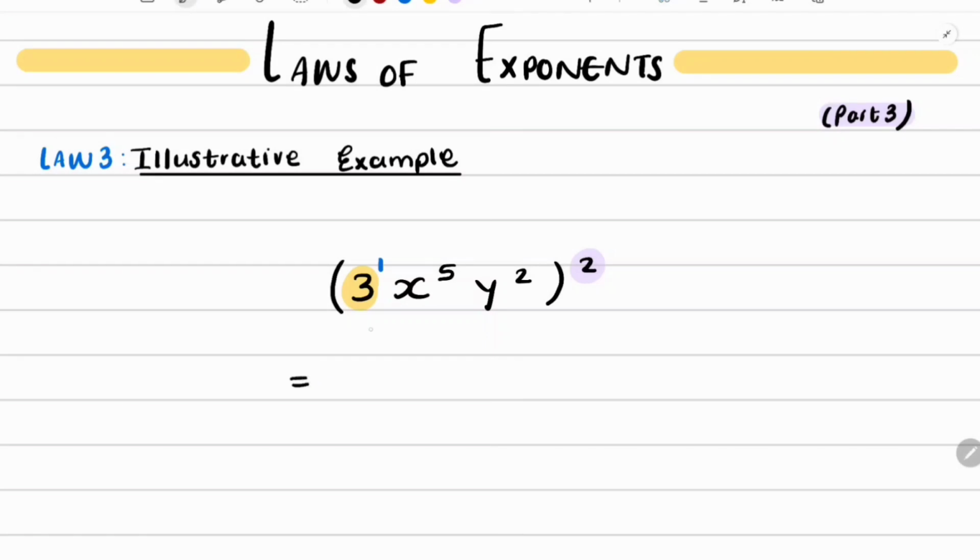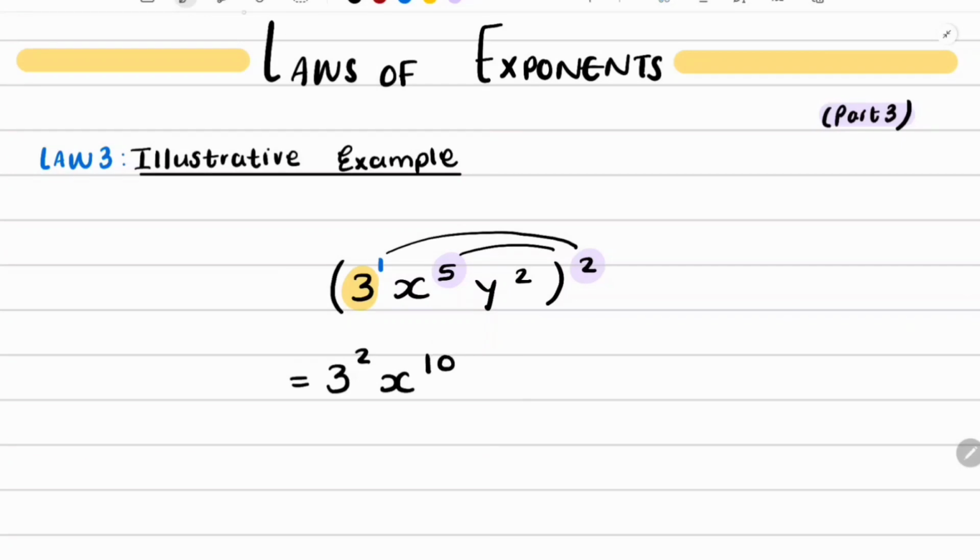So what happens is you have 3 raised to the power of 1, and that 1 multiplies by the 2. So you're still going to have your base of 3, and 1 times 2 is 2. And then with the x, the same thing happens. We have x as a base, so the exponent of 5, let me put that in purple, is going to multiply to the exponent of 2, and that's going to give us x to the power of 5 multiplied by 2 gives you 10.